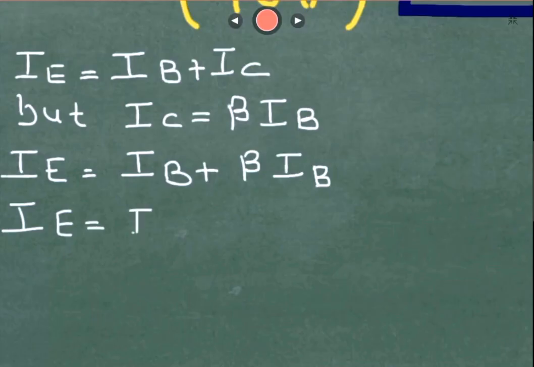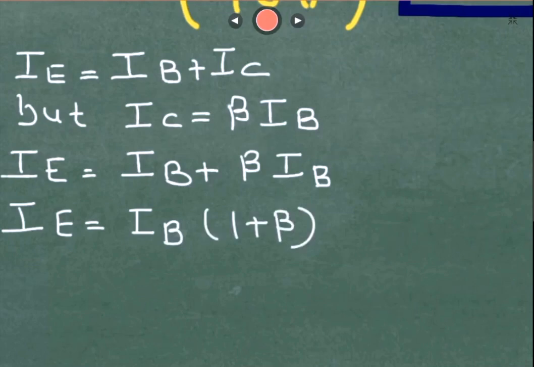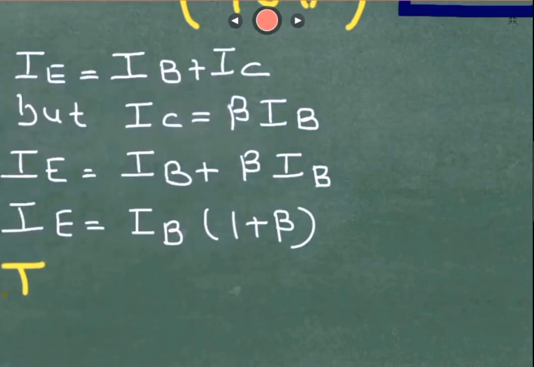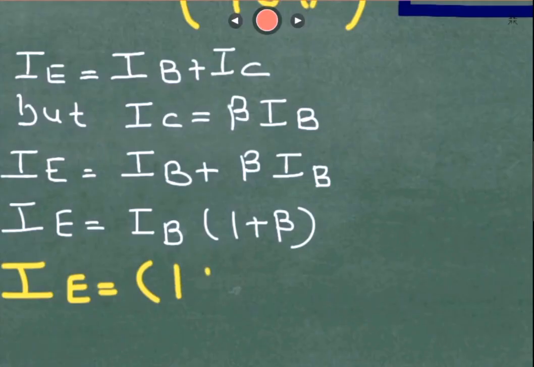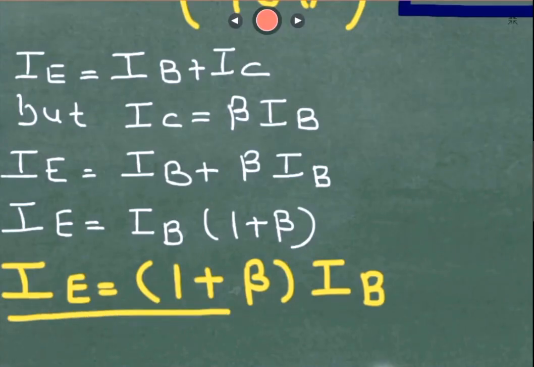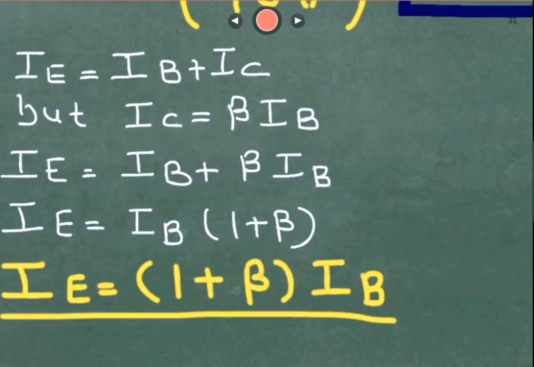Take IB common over here and 1 plus beta. Thus, you can make one more conclusion that the value of emitter current IE can be represented by IE is equal to one plus beta into IB. So this is one more equation which you can form by using the mathematical relation between the given terms.